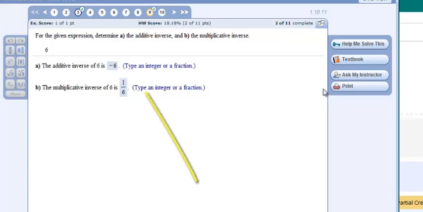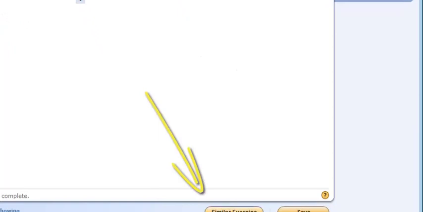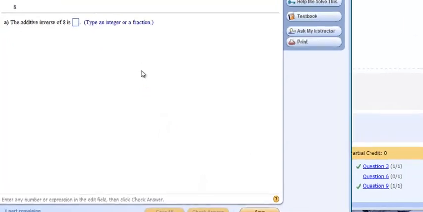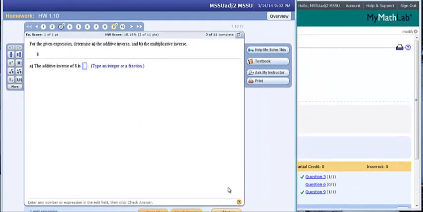If you want more practice with this, remember this button down here called Similar Exercise. All you have to do is click that, and it'll give you a whole new problem, a whole new number that you can work with. So good luck on your homework, and good luck on your quizzes.